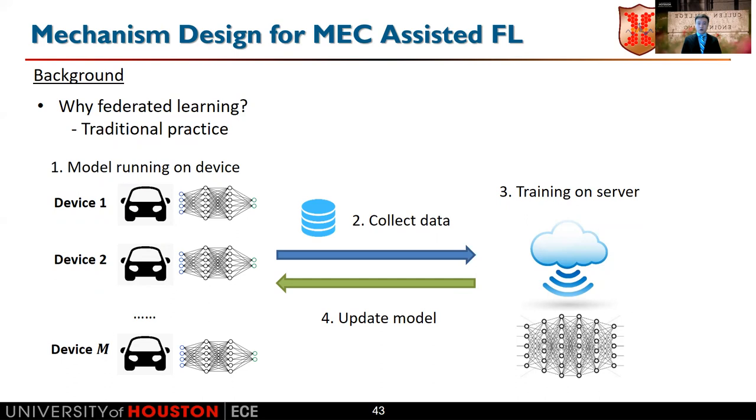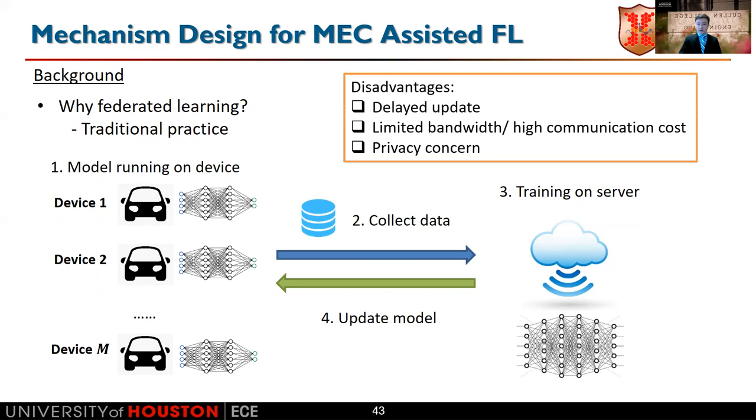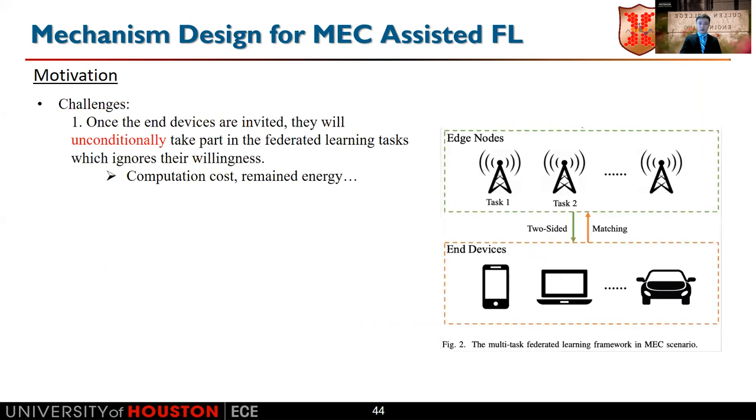So this is actually a kind of centralized manner. The disadvantages here are delayed updates, because we need to collect data to the centralized cloud, and the corresponding long transmission distance will result in delay as well. The process of collecting data will also bring high communication costs, and because the data needs to be transmitted between devices and the server, there is also a possibility of privacy leakage. Also, there are many available edge nodes in MEC networks, and each edge server can perform as an aggregator. So how to perform multi-task federated learning in parallel needs to be considered.